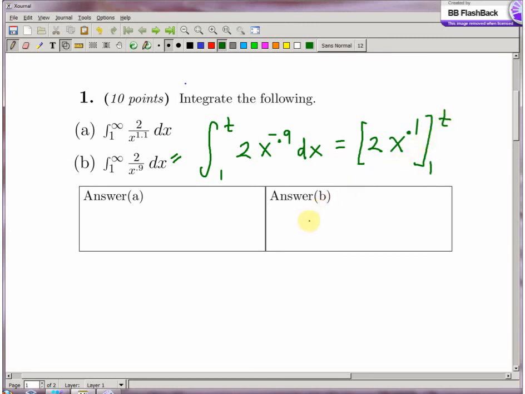So let me go ahead and, oh wait, I forgot to divide by 0.1, didn't I? Yeah. Okay, so this becomes 20 times x, and the limits are from 1 to t.